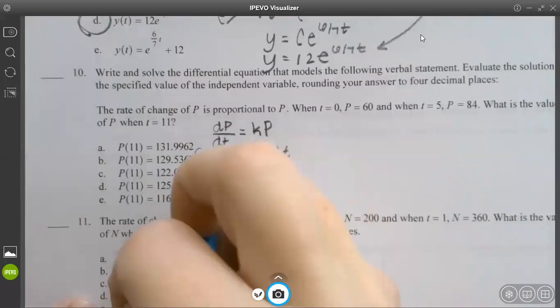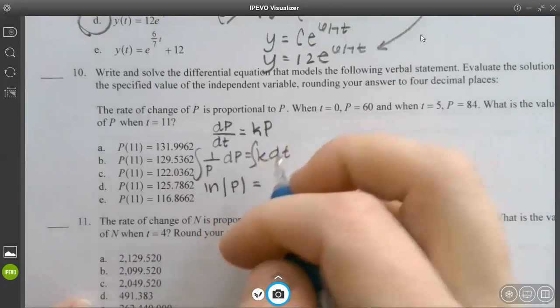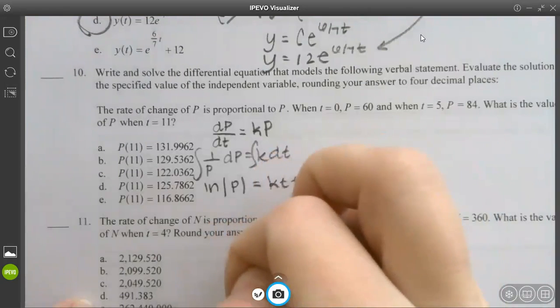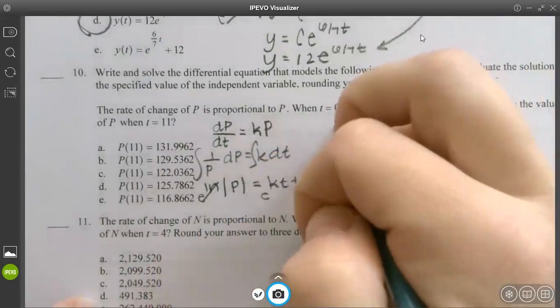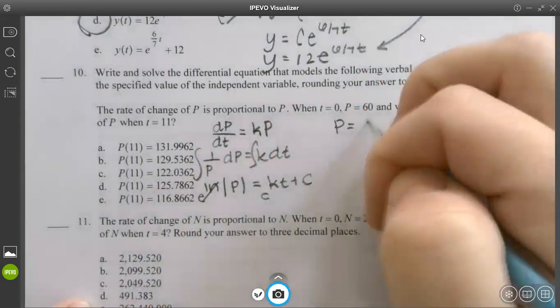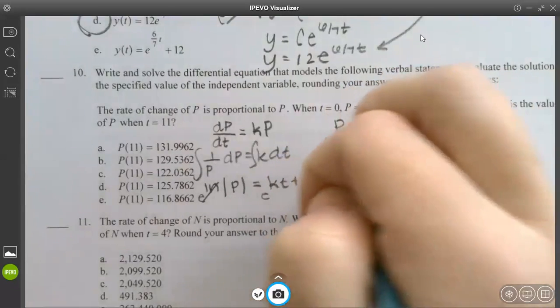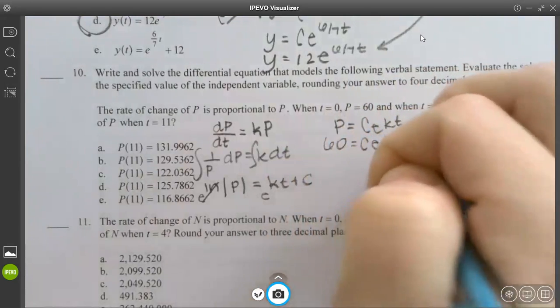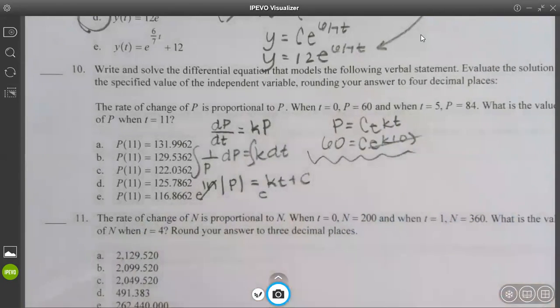Integrate, we get ln p equals kt plus c, and then we exponentiate both sides. So we get p equals ce to the kt, very good. Now we got to plug in a million things. T is 0, p is 60. 60 equals ce to the k times 0, which means that c is 60. Go to the next one.